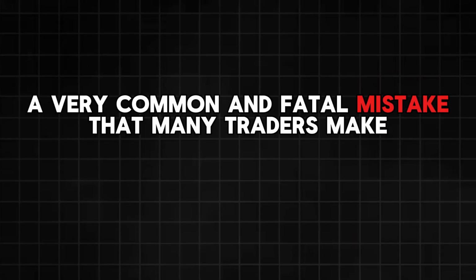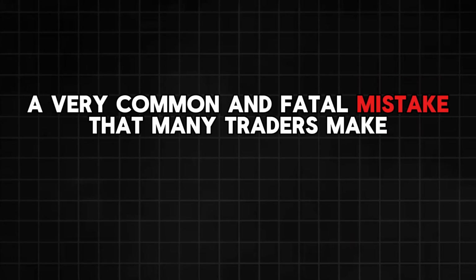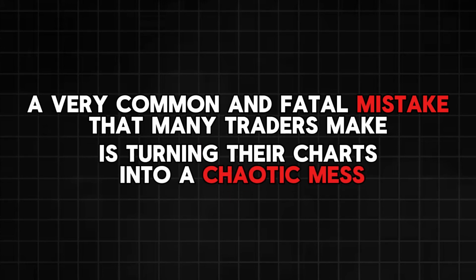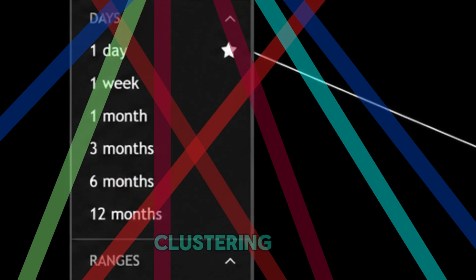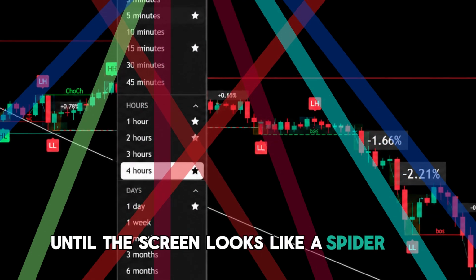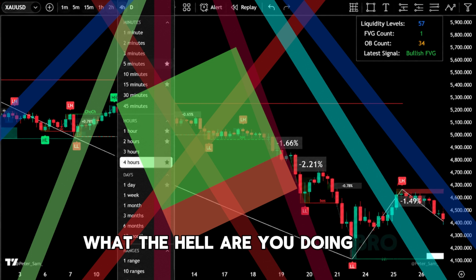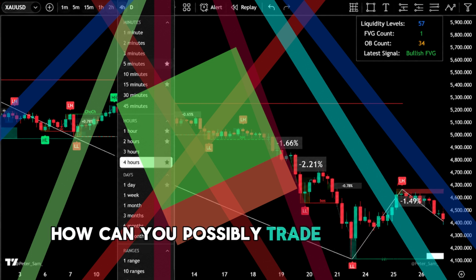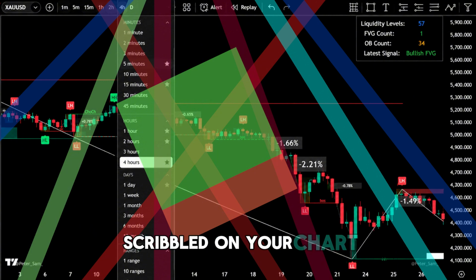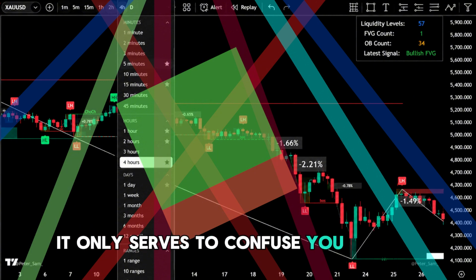However, a very common and fatal mistake that many traders make is turning their charts into a chaotic mess. They draw far too many lines, clustering them until the screen looks like a spider web. What the hell are you doing, bro? You must stop this immediately. How can you possibly trade with 10,000 lines scribbled on your chart? It only serves to confuse you further.